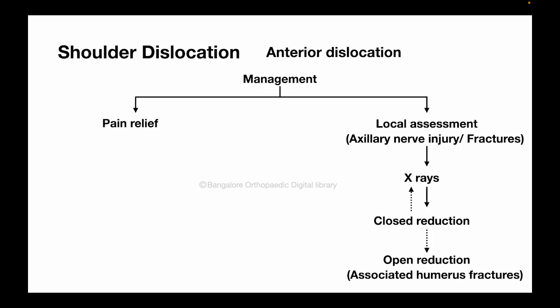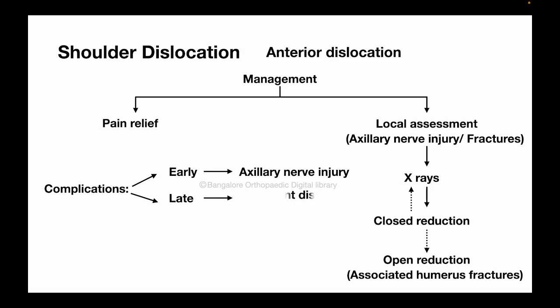Common complications associated with anterior dislocation of the shoulder could be grouped into early complications like an axillary nerve injury. A late complication is recurrent dislocation of the shoulder, especially if the first injury occurs early on in life.